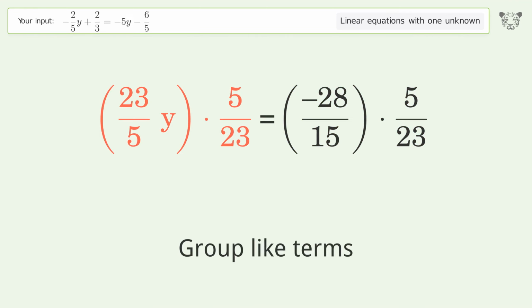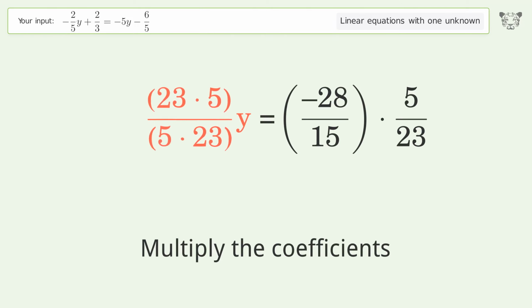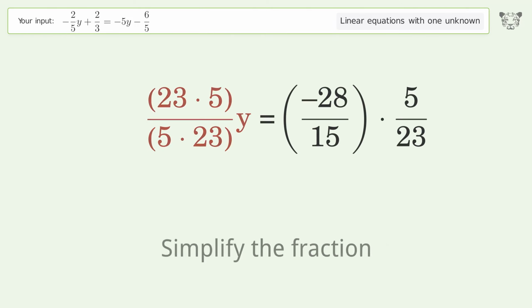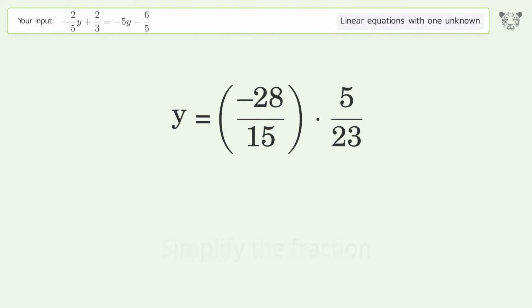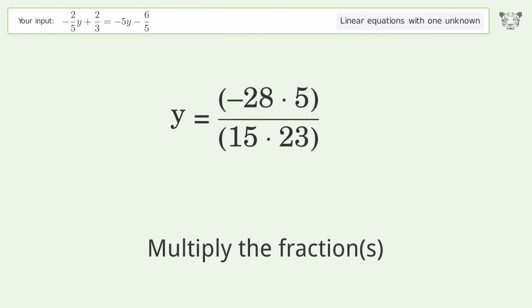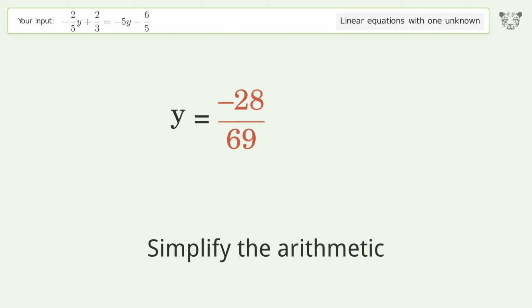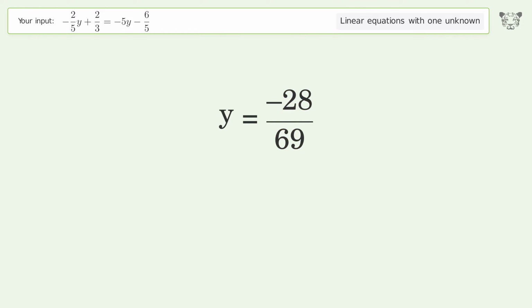Group like terms. Multiply the coefficients. Simplify the fraction. Multiply the fractions. Simplify the arithmetic. And so the final result is y equals -28/69.